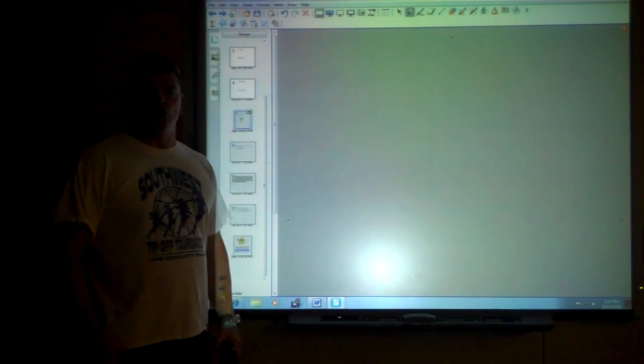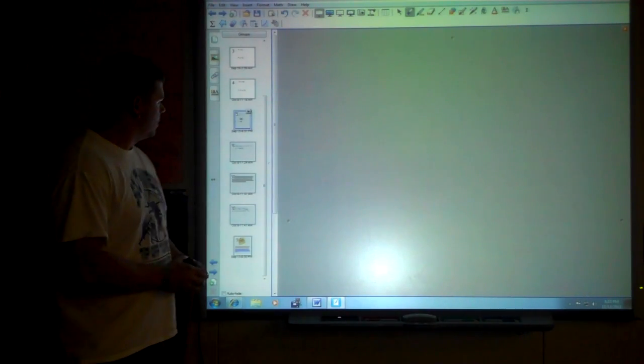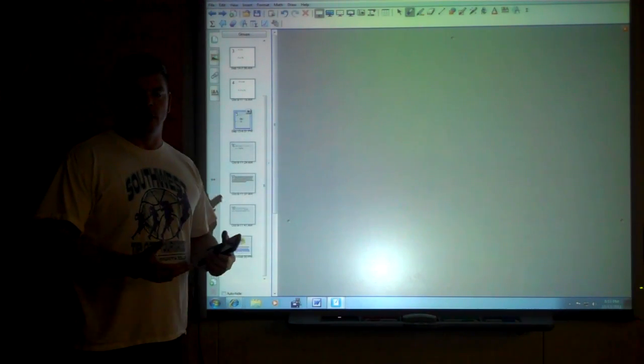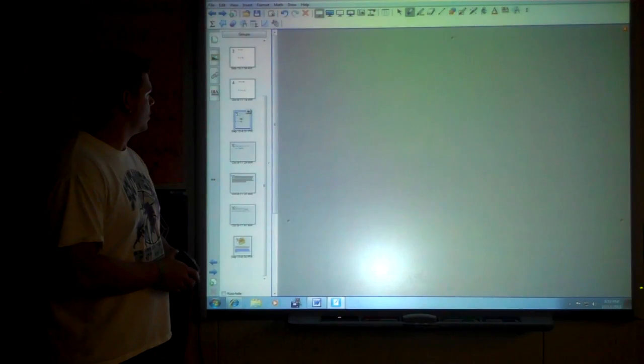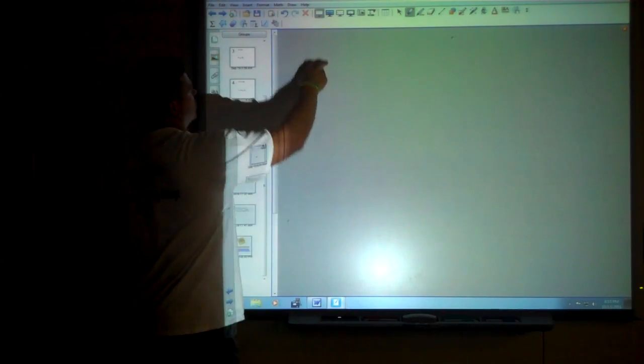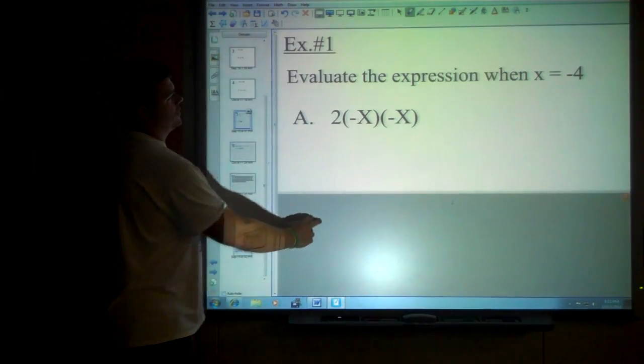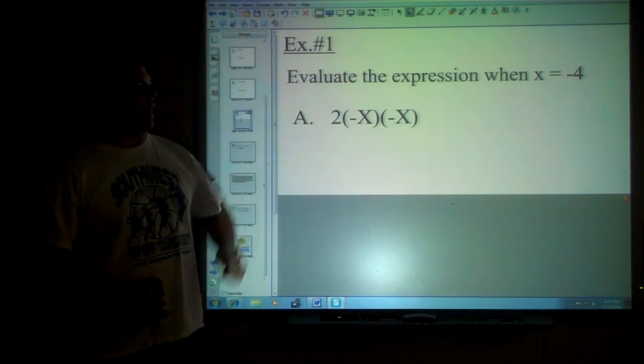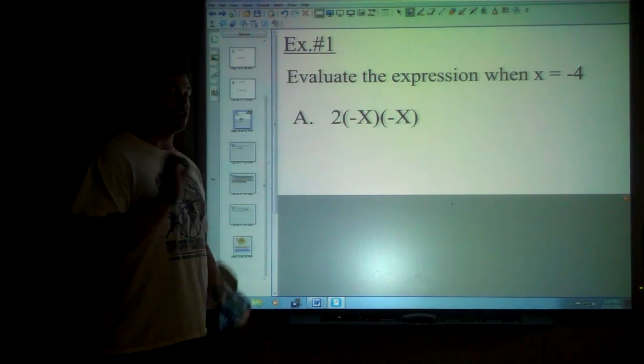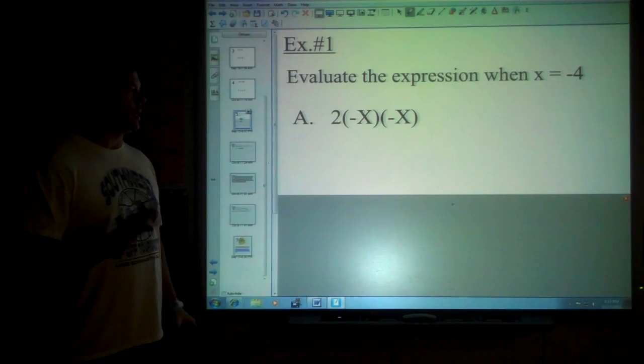Intro Algebra Lesson 2-5B. We were discussing what to do with positive and negative numbers when we multiply, so we're going to keep working with that a little bit. Our first situation as an example would be to evaluate this expression given a value for x. Now this is hard. People mess this up all the time.